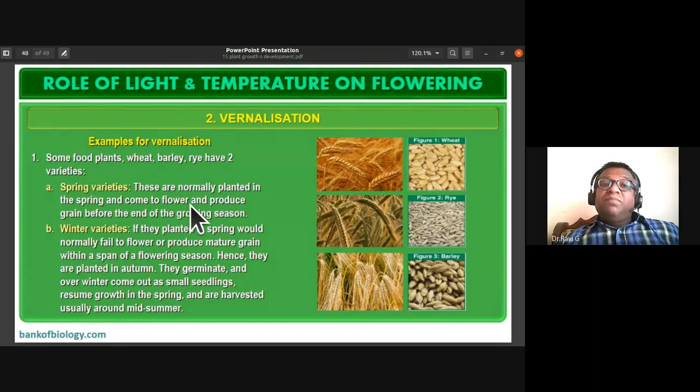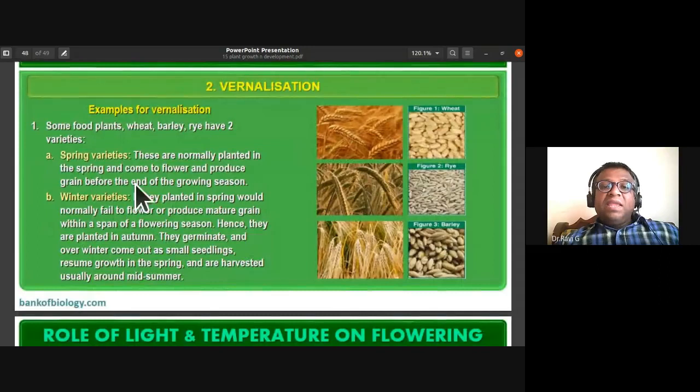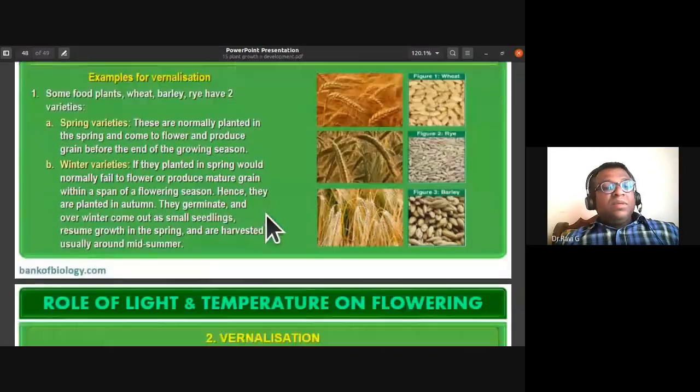Okay, so some food plants like wheat, barley, and rye have two varieties. The spring variety is normally planted in the spring and comes to flower and produces grain before the end of the growing season. Then there is the winter variety. If it is planted in spring, it would normally fail to flower or produce mature grains within a flowering season. Hence, they are planted in autumn. So the winter variety of wheat is always planted in autumn.